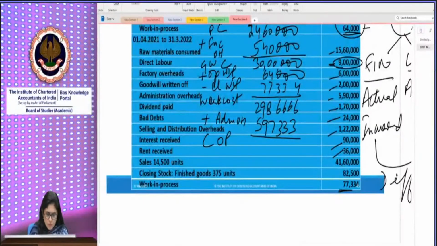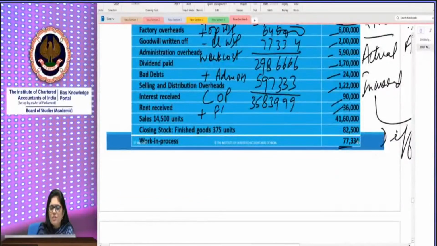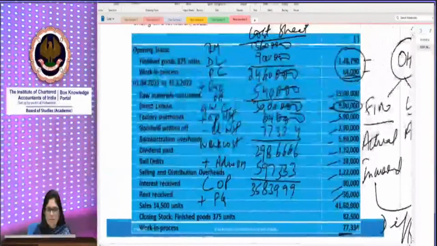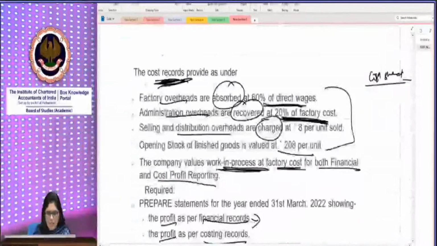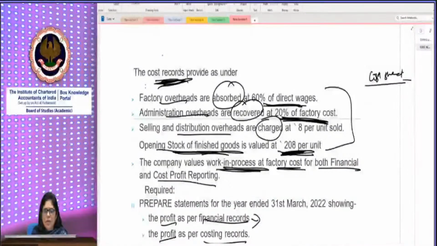So it's 35,83,999. This is cost of production plus finished goods opening stock. If there is any information, opening stock of finished goods is valued at 208 per unit.